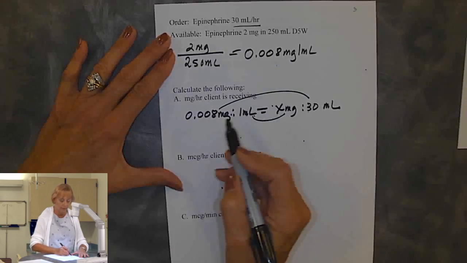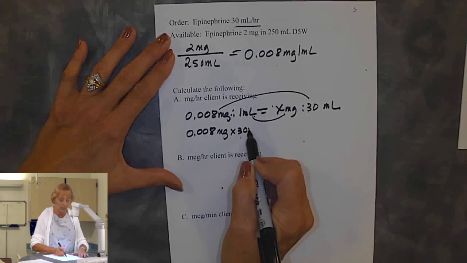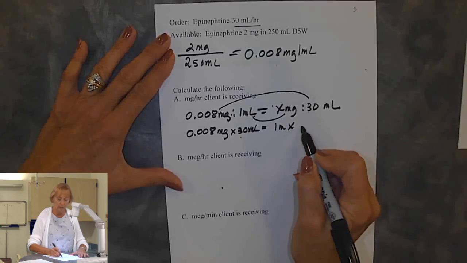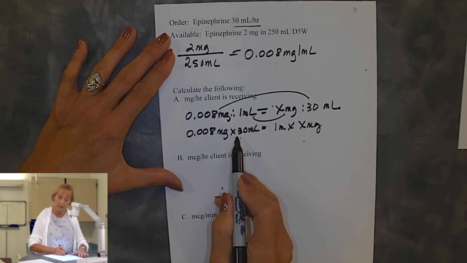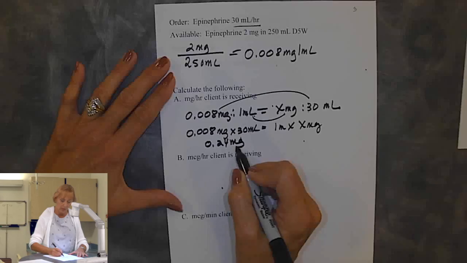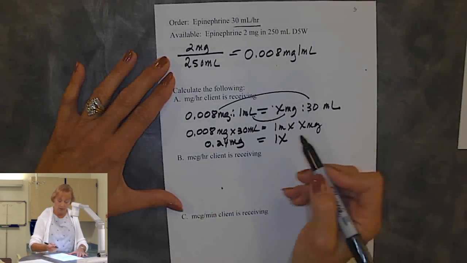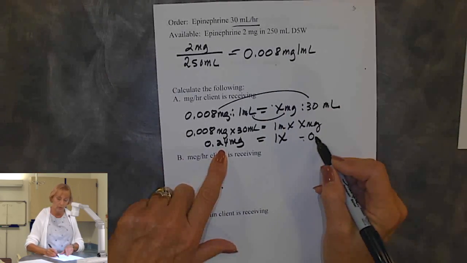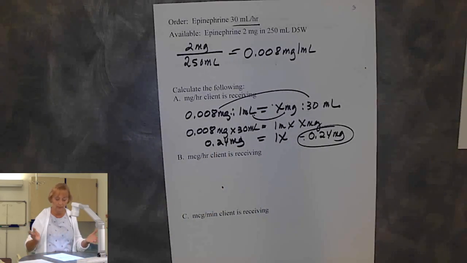So once again, 0.008 milligrams times 30 mLs is equal to 1 ml times x milligrams. So 0.008 times 30 is equal to 0.24 milligrams, and that is equal to 1x. So 1x is 1x. So what you're giving per hour is 0.24 milligrams. Simple as that. Nothing else.